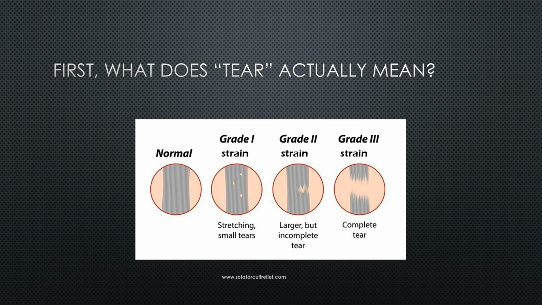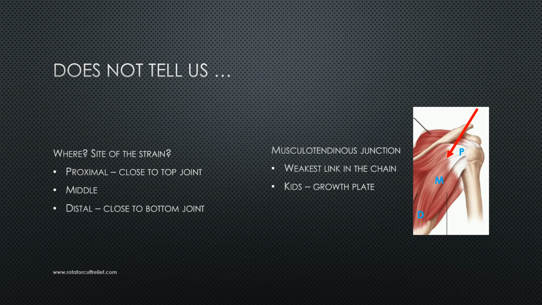If we start from left to right, you can see that normal muscle, all the fibers are intact. In a grade 1 strain, there's small areas of disruption, kind of like a threadbare shirt. And then grade 2, we have larger areas of disruption, meaning more individual fibers are actually torn. Grade 3, in the original classification system, is thought of as a complete and total tear, like cutting something completely with a pair of scissors.